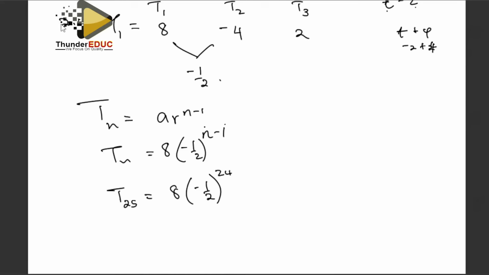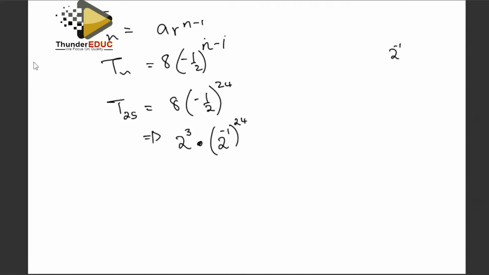What does that tell us? I'm now going to express 8 as a base of 2, which is 2 cubed. And I know that 1 over 2 can also be written as 2 to the negative 1. And then I have a 24 there. If that's the case, I'll introduce this negative 1 with the 24. So 2 cubed multiplied by 2 to the negative 24. And when you're multiplying numbers with the same bases, you must add up the exponents. So T25 should be 2 to the exponent of negative 21.